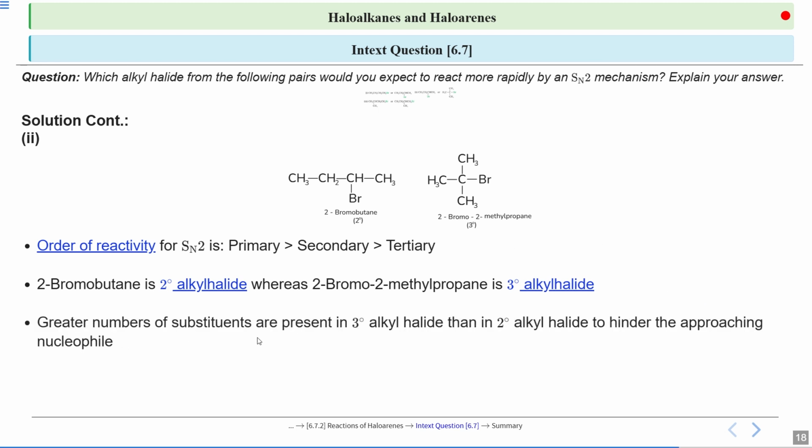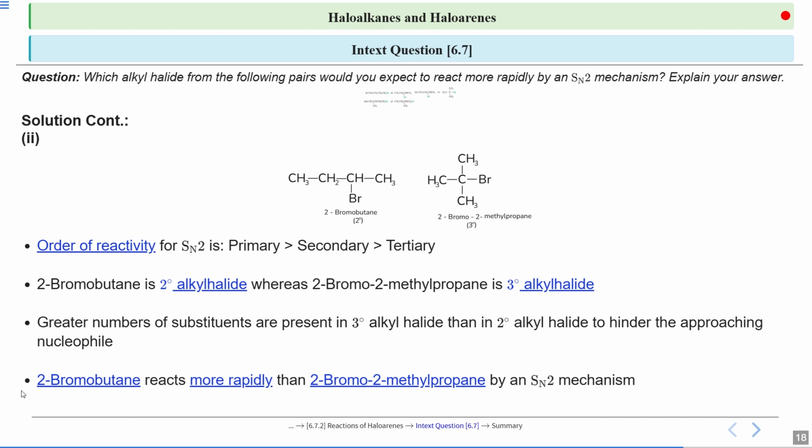A greater number of substituents are present in the tertiary alkyl halide, which will offer more steric hindrance than in the secondary alkyl halide to hinder the approaching nucleophile. So more steric hindrance will be present in the tertiary alkyl halide. That's why 2-bromobutane, which is secondary, will react more rapidly than 2-bromo-2-methylpropane by the SN2 mechanism.